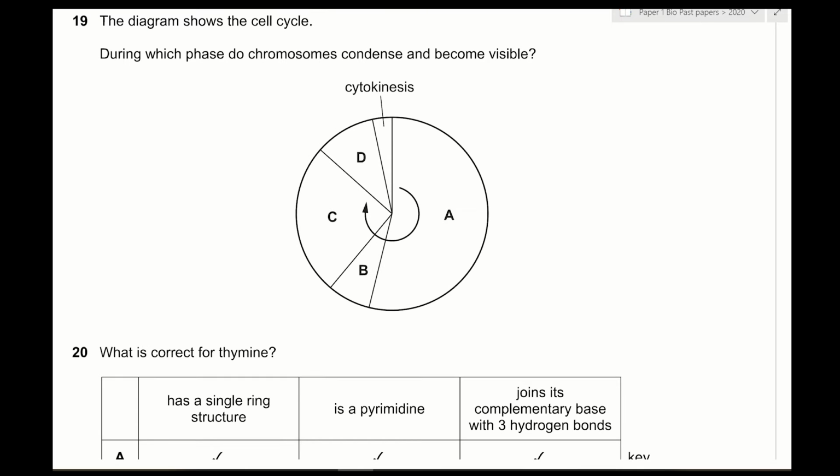Question number 19. The diagram shows the cell cycle. During which phase do chromosomes condense and become visible? So the only phase in which chromosomes condense is during mitosis. Now mitosis happens in the phase right before cytokinesis. Therefore D is going to be the correct answer, being mitosis. This is the only time in which the chromosomes condense, and it's during prophase specifically.